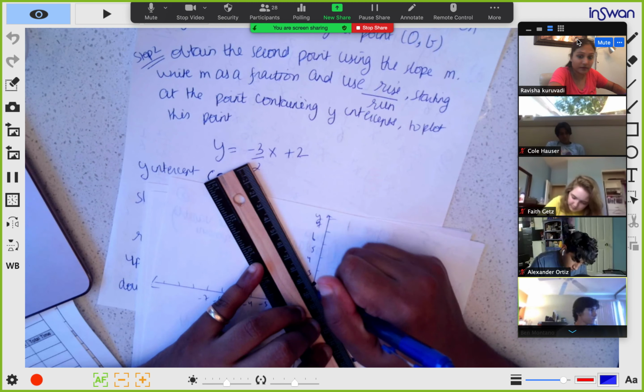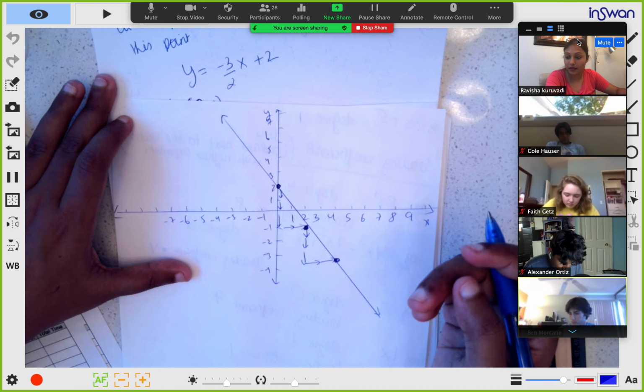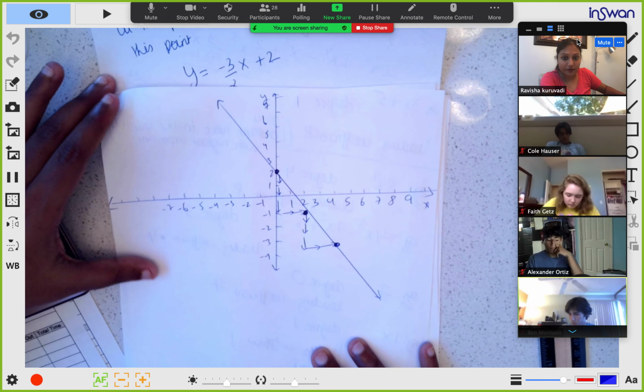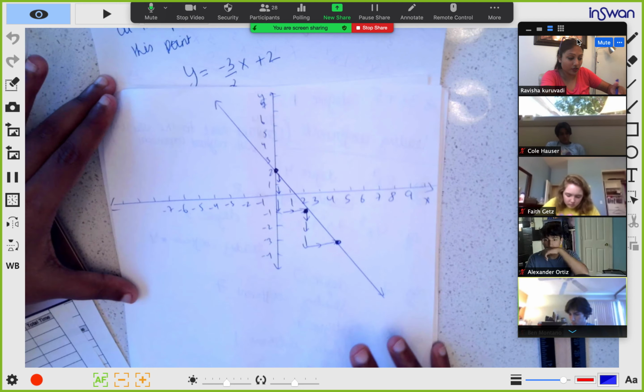Anyone who did not understand how to do this? Anyone has any problem how to graph this thing? Okay. I want everyone to graph y is equal to 3 over 5x plus 1. Graph this right now. Y is equal to 3 over 5x plus 1.